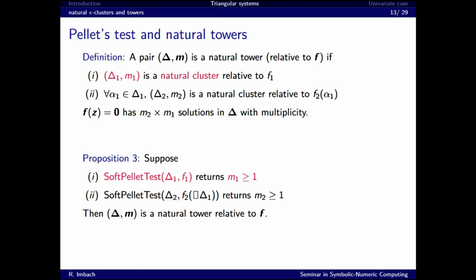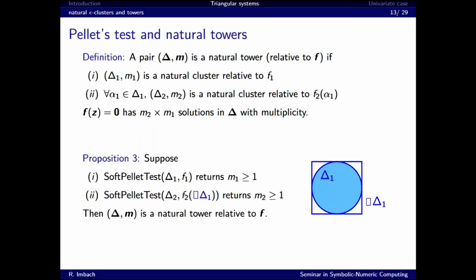So suppose that the soft Pellet test with input delta 1, m1, f1 returns m1, and then the soft Pellet test with input delta 2 and f2 specialized in the interval containing delta 1 returns m2, then this pair delta, m will be a natural tower relative to f, and we will be able to count the solutions that are in delta. So this is just to explain what I mean by interval containing a disk.